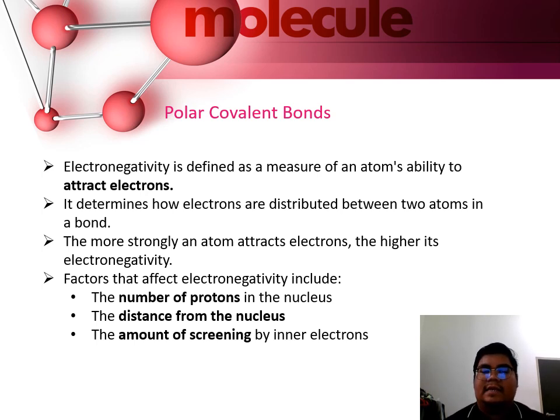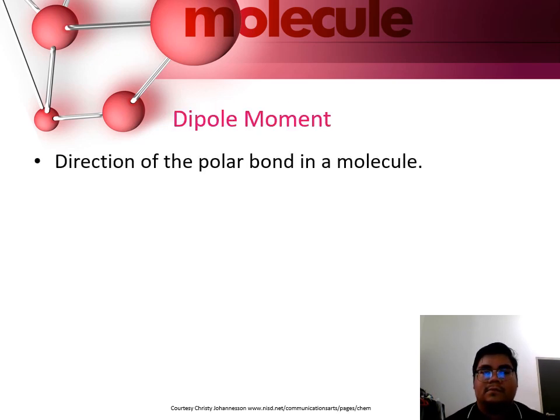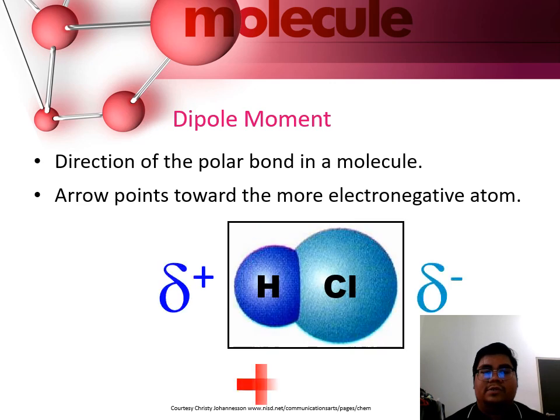So what affects electronegativity? This includes the number of protons in the nucleus, the distance of electrons from the nucleus, and the amount of screening by the inner electrons. And then we're going to introduce a dipole moment.